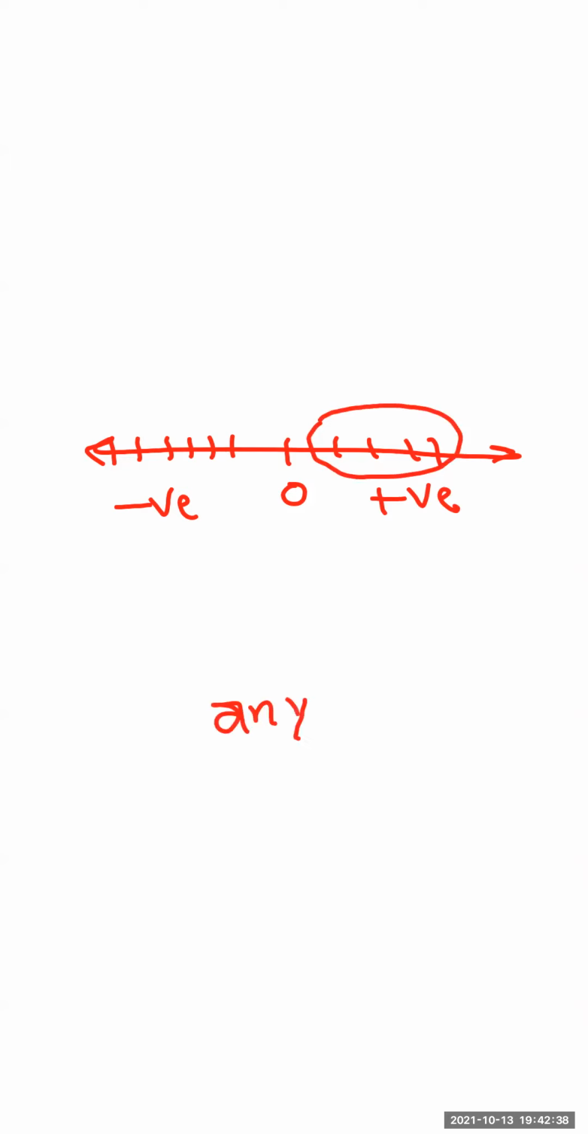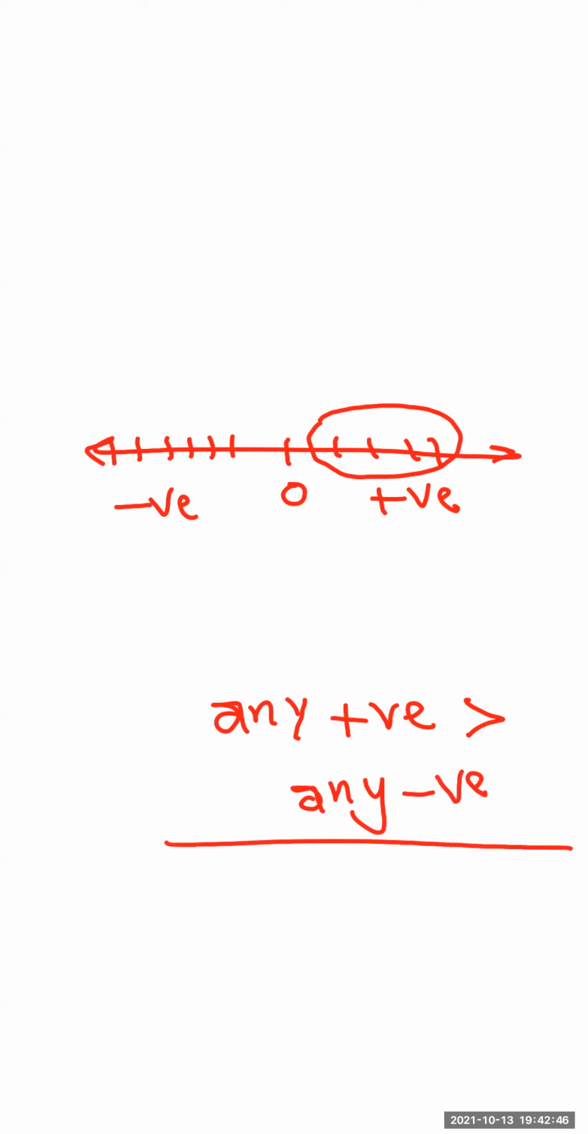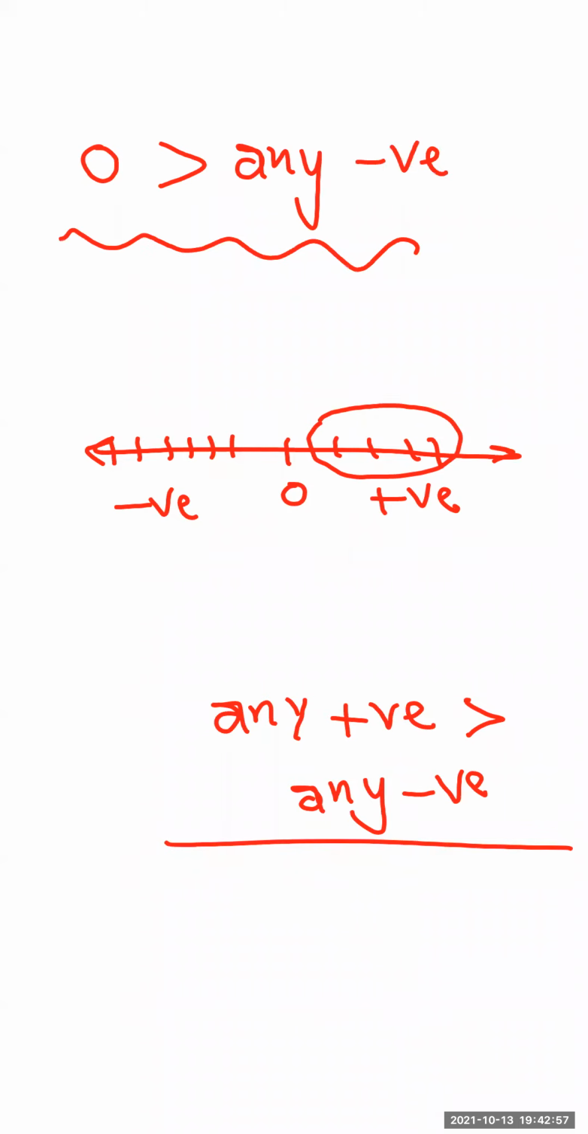On the number line, if this one is 0, and there are some numbers here and numbers here, this side will be negative, and this side will be positive. Of course, any positive number is greater than any negative number. Also, 0 is greater than any negative number. Guys, listen to me, okay? So 0 is greater than any negative number.